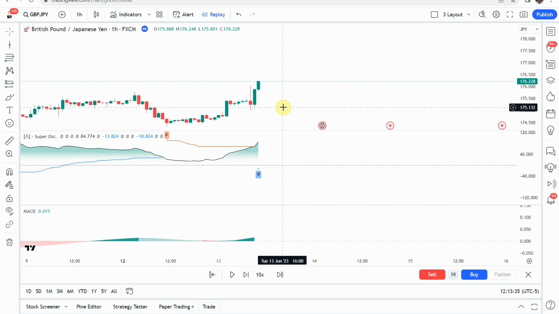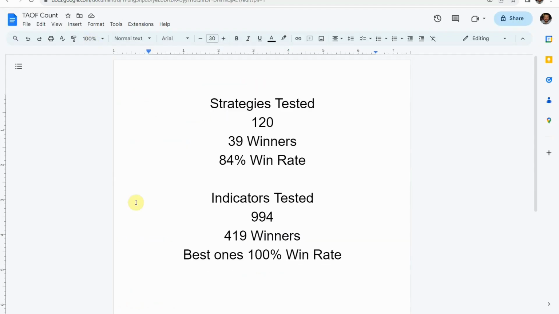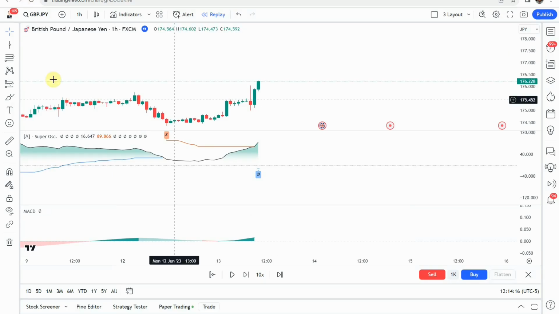Alright, as I said, today we will be testing a new SuperTrend trading strategy. Before we do though, I wanted to put the testing scoreboard up for everyone to see. So to date, we have tested a total of 120 different strategies, with 39 of them being winners. The best one so far was able to achieve an 84% win rate. That is the Academy of Forex indicator with the Z-score probability. We have also tested a total of 994 indicators, with 419 of them being winners. Now keep in mind that we test most of these strategies and indicators on the Forex and crypto market, but they can be applied to just about any market and time frame universally.